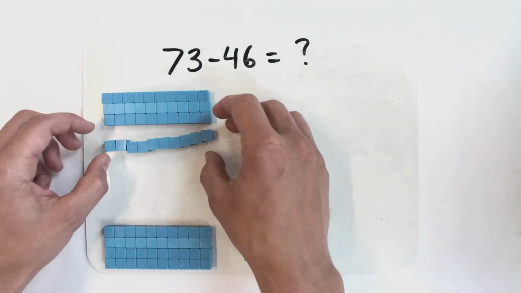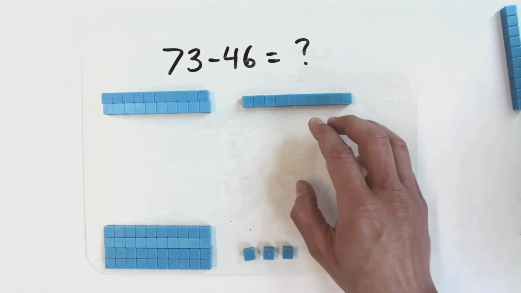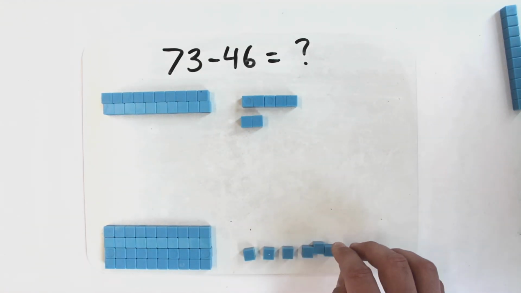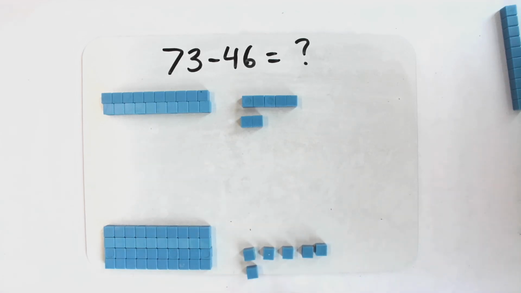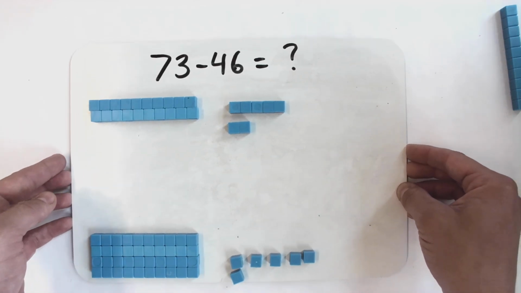So again, instead of having this 10, we're going to trade that for 10 1s. So then I can take away 3 more 1s. I've taken away or subtracted a total of 46, and then that difference, what I'm left with, is 27. So it looks pretty similar. We're just doing some of the steps in a slightly different order.